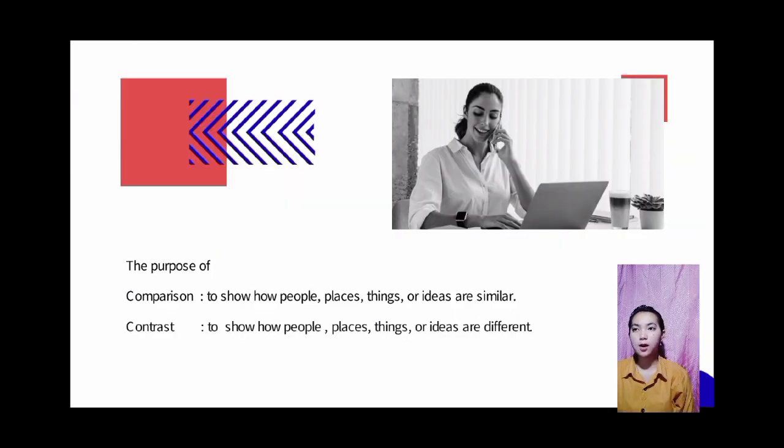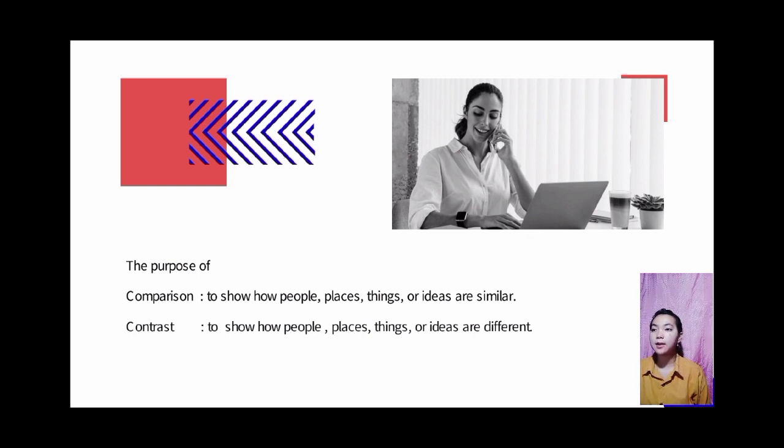I want to explain the characteristics of a comparison and contrast essay. Comparing and contrasting are very common in academic writing. The purpose of a comparison is to show how people, places, things, or ideas are similar, and the purpose of contrast is to show how people, places, things, or ideas are different. And then, comparing and contrasting have a graphic organizer.